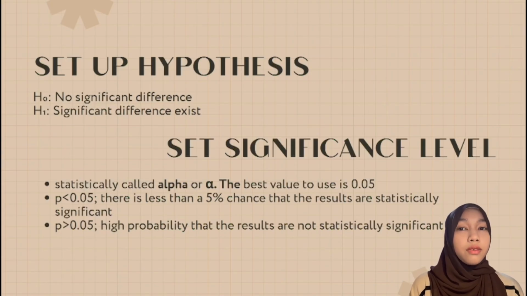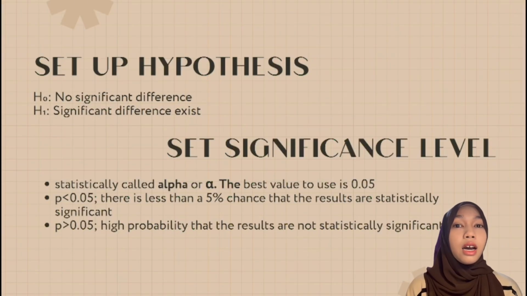Set the significance level, or statistically called alpha. The best value to use is 0.05, where when the p-value is less than 0.05, it means that there is less than a 5% chance that the results are due to chance, so the results are statistically significant. And when the p-value is bigger than 0.05, it means that there is a high probability that the results are statistically not significant.